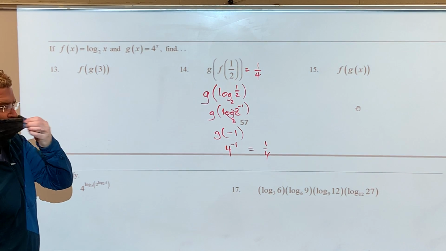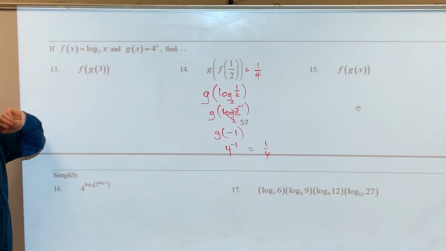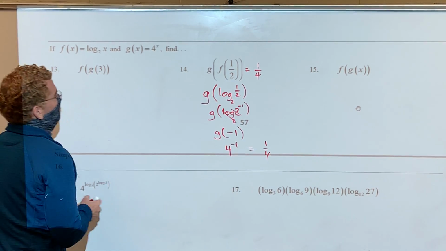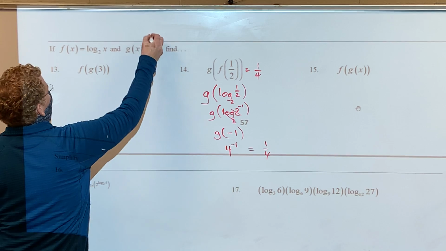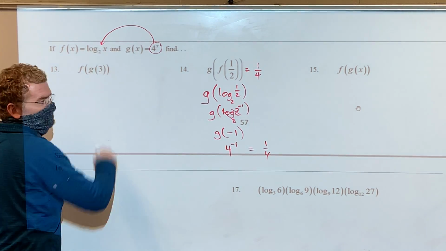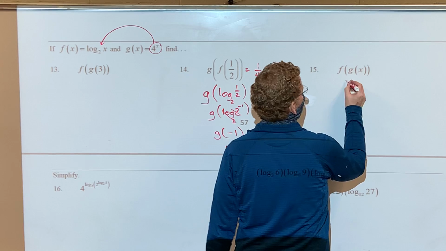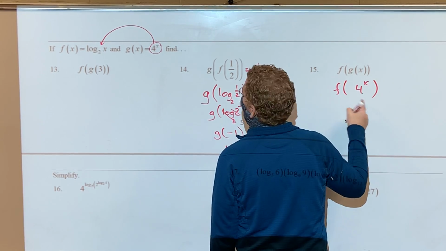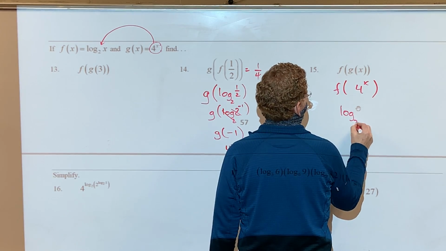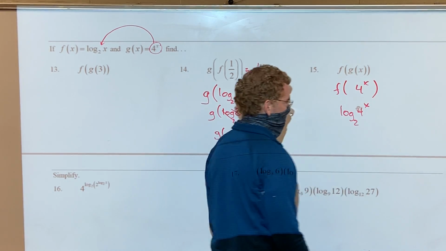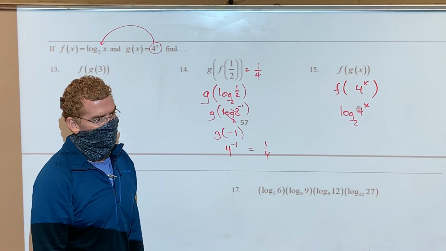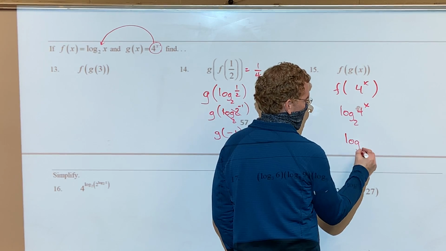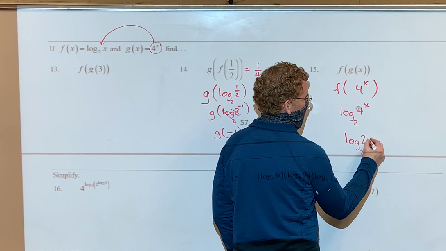Now f of g of x tells you to do what? Take the g of x function and take that whole function and do what with it? Plug it into my f function for x. So to do that, my g of x function happens to be 4 to the x. I'm going to plug that in the f function, and I get log base 2 of 4 to the x. But I can simplify that. How? 4 is 2 squared, which gives me log base 2 of 2 squared to the x.